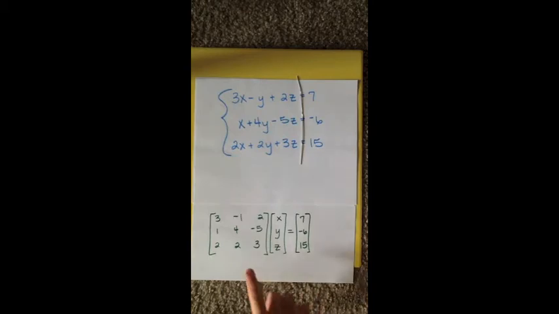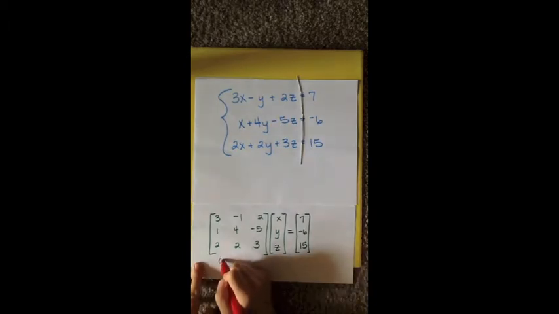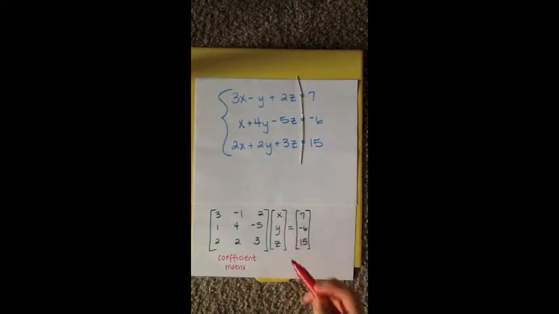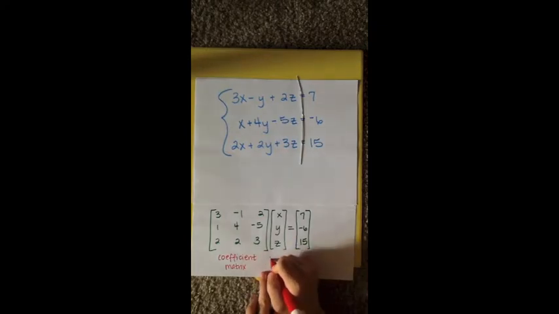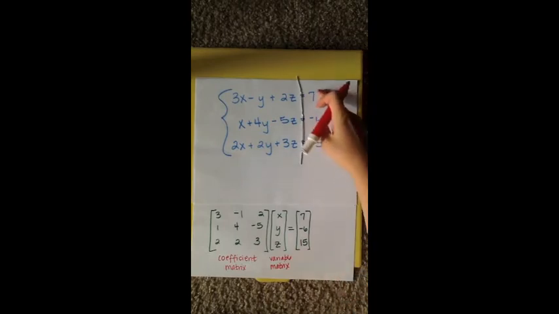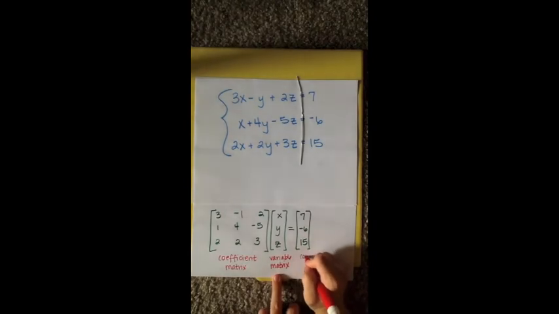And these have little names. This first matrix, oddly enough, is called the coefficient matrix, because it has the coefficients of the system. What do you think the second one's called? What does it actually contain? It contains the variables. So this is our variable matrix. And then this one has all of the numbers without the variables. Remember, that's called a constant. So this is our constant matrix. Or you might see it referred to as a solution matrix.